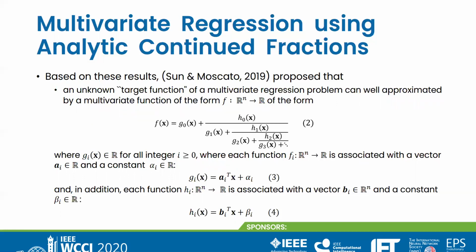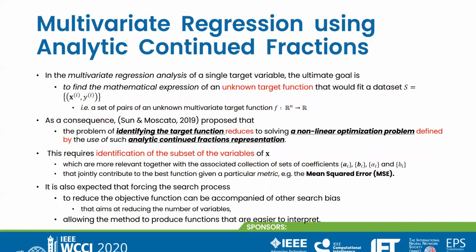The problem of identifying the unknown target function reduces to solving a nonlinear optimization problem, which is defined by the use of this analytic continued fraction representation. For a multivariate setting, this requires identifying a subset of the variables that are given to you as input. We are using several different metrics to do the learning, but we are going to present results here related to the mean square error, as it is popularly used for several applications.